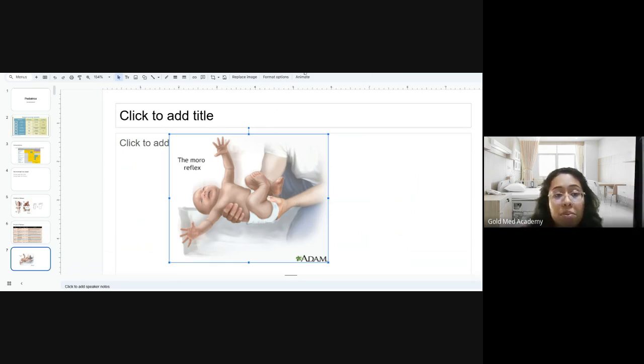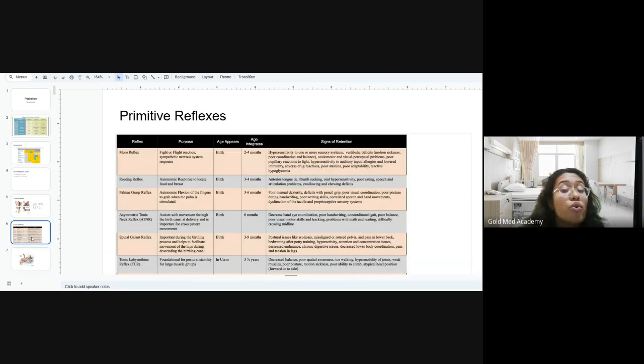It is a primitive mechanism that we have, again, to survive. This usually happens if there's a sudden loud noise or unexpected movement. And again, all these reflexes that I'm talking about are normal. If you look on this chart right here, it says age it integrates. What that basically means is that these reflexes should be gone by the time they are 2 to 4 months, 3 to 4 months, or 3 to 6 months, depending on each reflex.